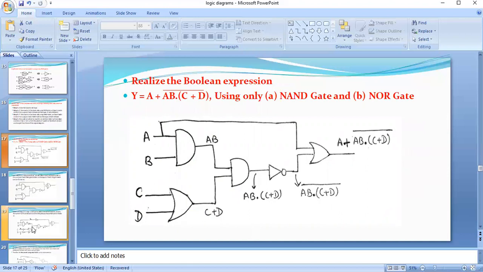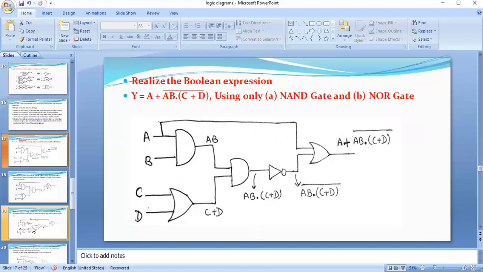See here, I'm taking an example to explain how we convert an AOI logic into NAND logic or NOR logic. I'm taking one Boolean expression, y is equal to (a plus ab)·(c plus d) whole bar. So in the first step, if you want to implement either using NAND logic or NOR logic, we first have to draw the logic diagram for the given Boolean expression, using only basic gates.